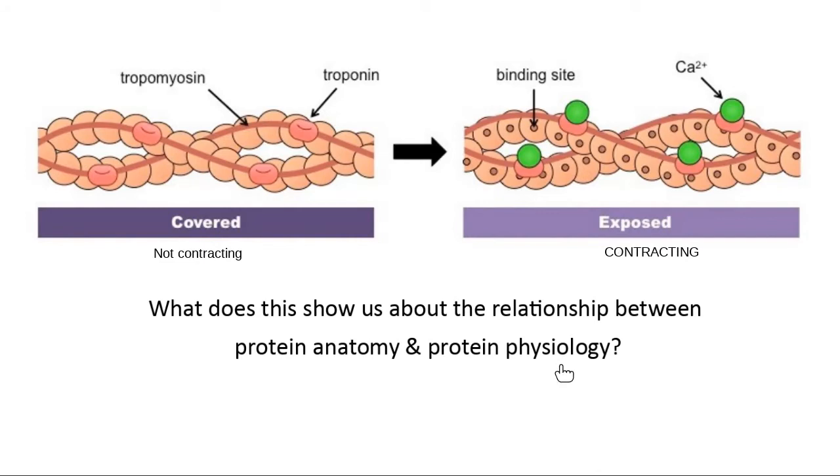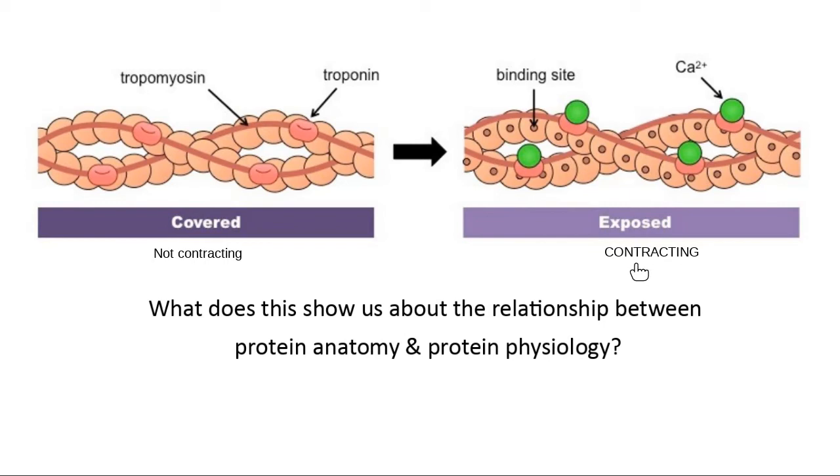So this question asks you to think big picture. When we're thinking about the appearance of our proteins, especially the actin protein and tropomyosin and troponin, when I think about their anatomy, that can help me predict their physiology. Are they contracting or are they not contracting? Just like if I told you they were contracting or not, you could predict their anatomy.